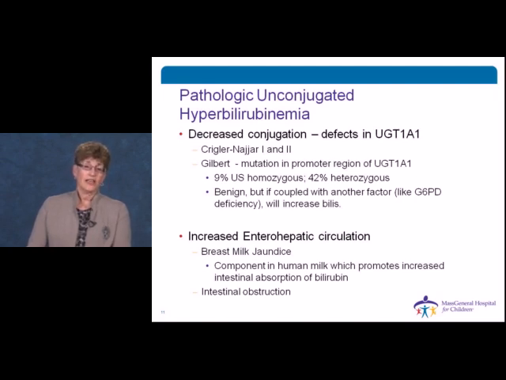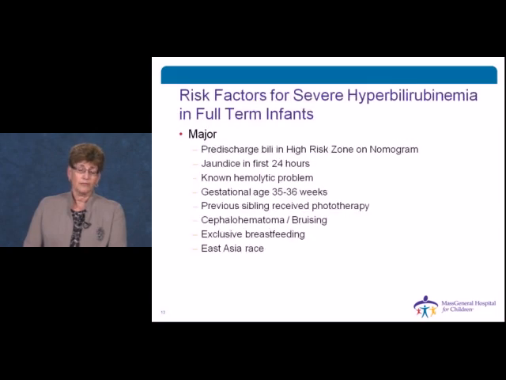We then come to the increase in enterohepatic circulation, which can cause pathologic unconjugated hyperbilirubinemia. In breast milk jaundice, although the exact mechanism is not clear, it's felt that there's a component or components in human milk which promote increased intestinal absorption of bilirubin, and thus increase bilirubin coming back up into the hepatocyte. Also, intestinal obstruction will cause an increase in the enterohepatic circulation. So patients with pyloric stenosis, for instance, or duodenal atresia may present with jaundice, though they will have other problems as well, like throwing up.